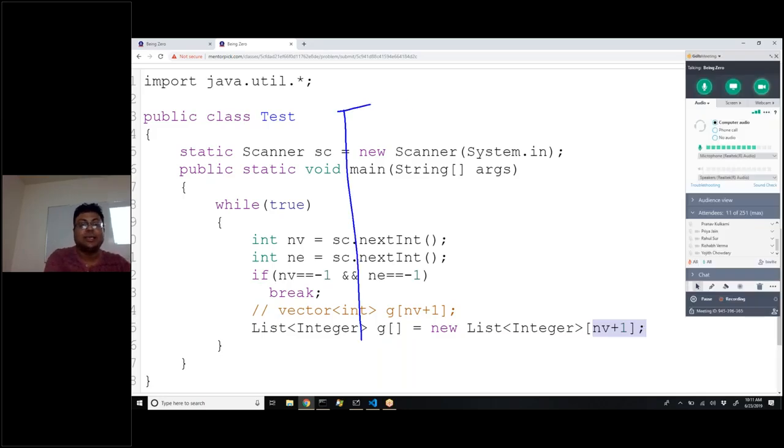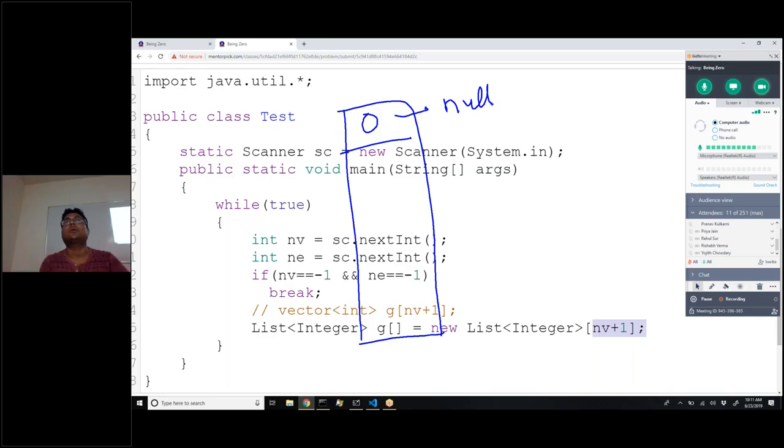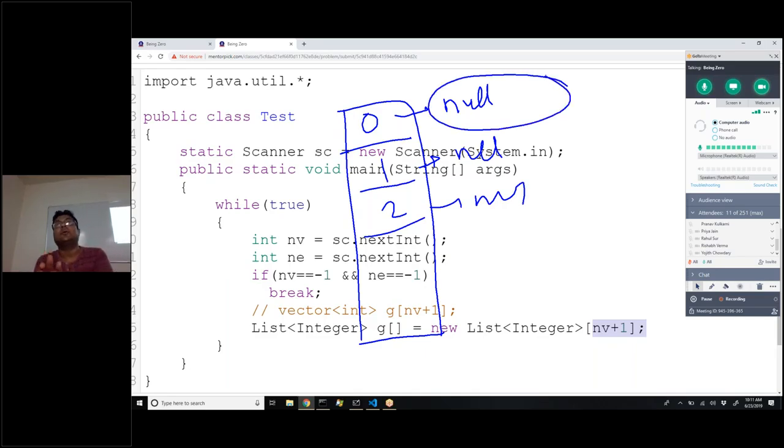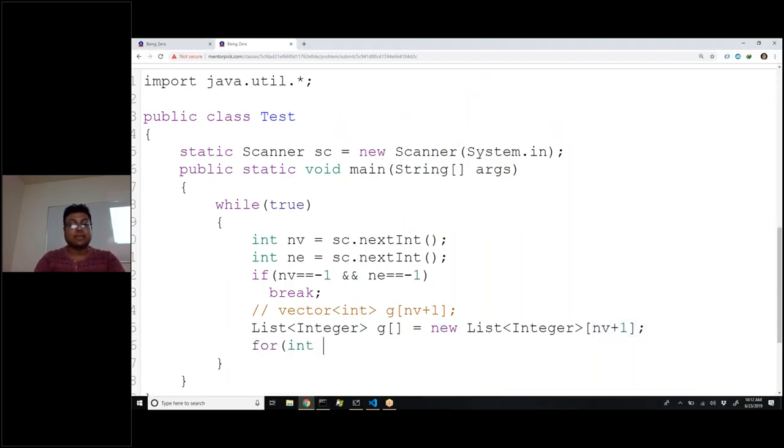So what it is doing is creating an array where the 0 index is null because we have not inserted anything. The first index is null, the second is null. Right now they are all null. We have to create an empty list here to which we can add. This makes sense? So after this, we will go and add an empty list so that we can append to it. So we will say for i equal to 1, i less than nv, i plus plus, g of i is equal to new ArrayList of Integer.